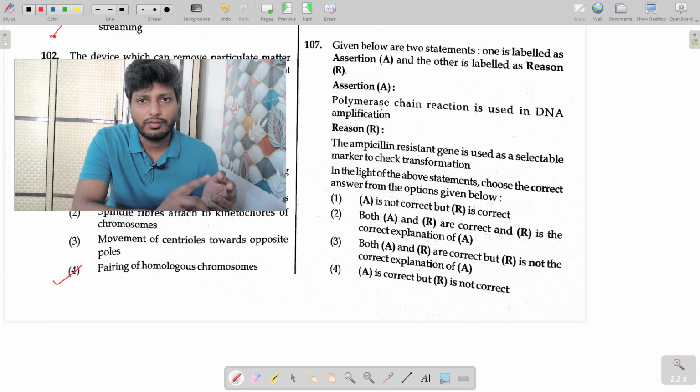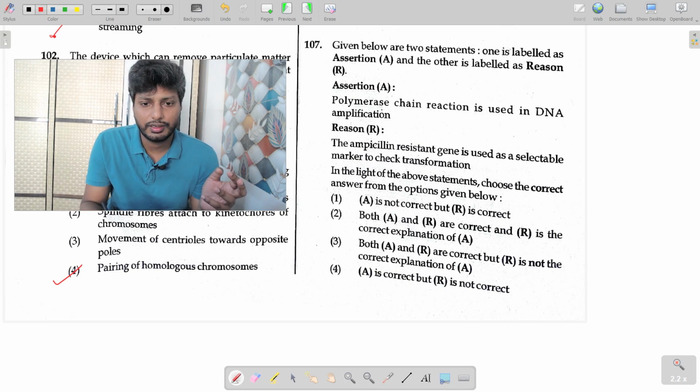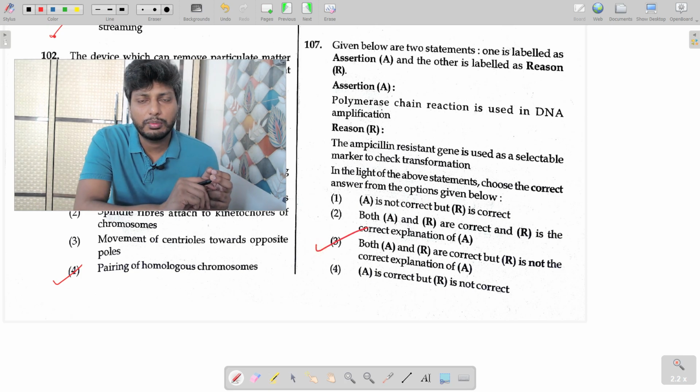Let's see what the fourth is trying to say. The fourth says A is correct, R is not correct. Wrong. Both A and R are correct. So the right option will be 3. So be careful about such questions.